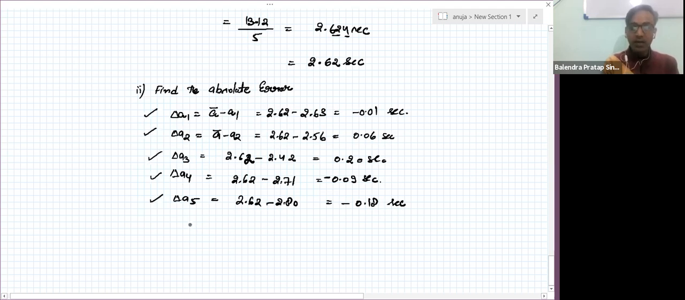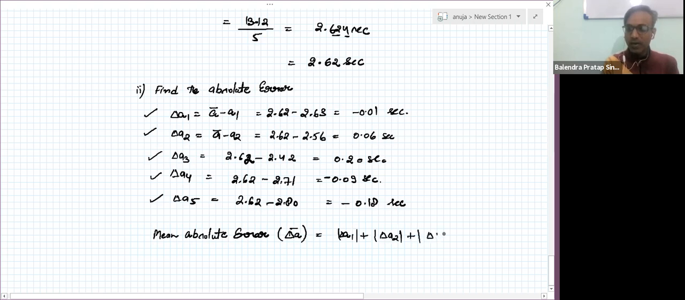Now the mean absolute error, or absolute error mean, is represented as delta A bar, which is equal to the magnitude of delta A1 plus mod of delta A2, plus delta A3 plus delta A4 plus delta A5, divided by 5. Always use positive values here.